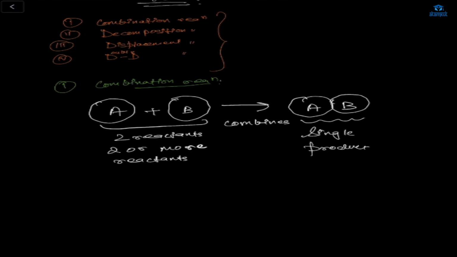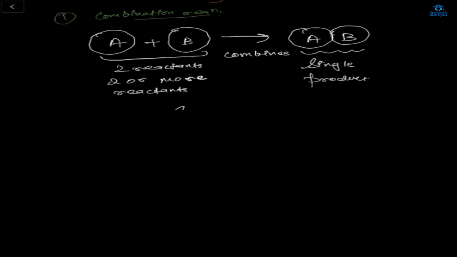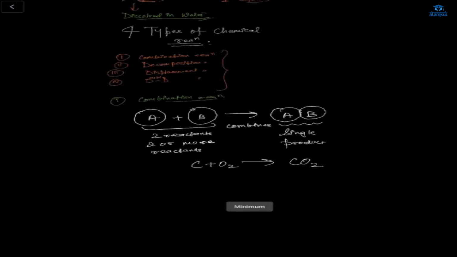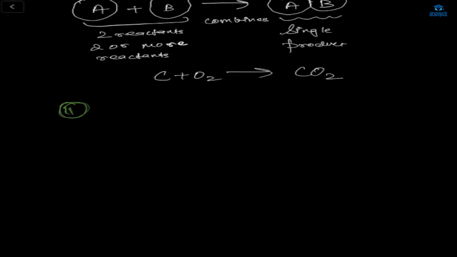Here A and B are two reactants. They are combining to form a single whole product. Got it? Easy? Like if we use C plus O2, they combine and give us a single product, which is CO2. Any doubt, anybody? What is a combination reaction? Okay, so no doubt. Good.